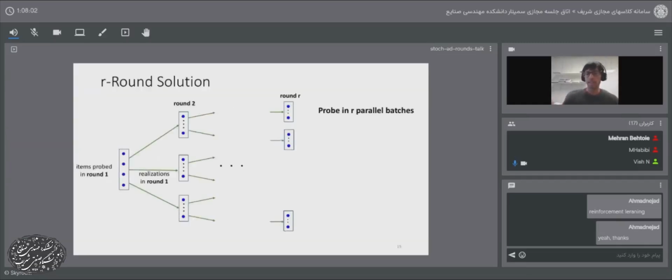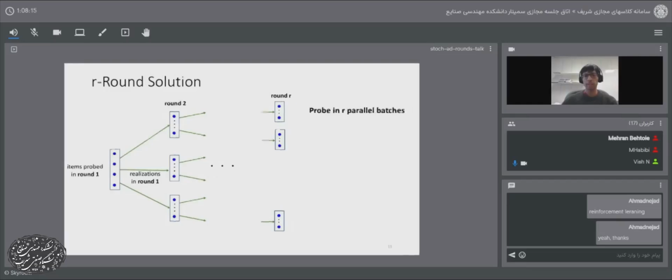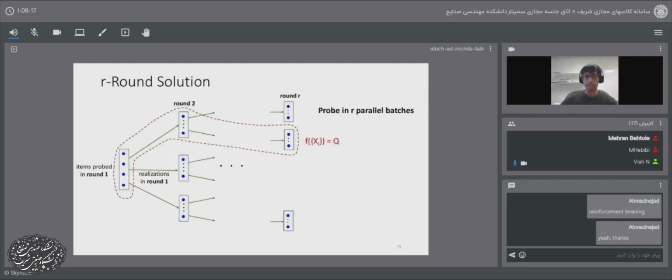And we can iterate in this fashion only R many times, where R is limiting the number of rounds. So what we need is to ensure feasibility. If we look at any decision path, that will tell us that we probe these items in round one, those items in round two, those items in round three, and so on. So if we take all the items that we probe along any decision path, then the function must be covered on those realized items. So that's what we require.